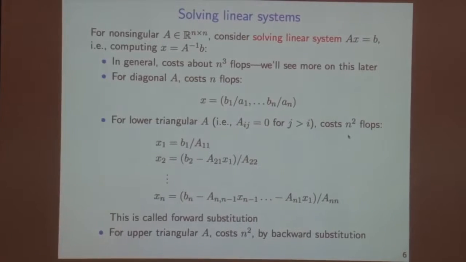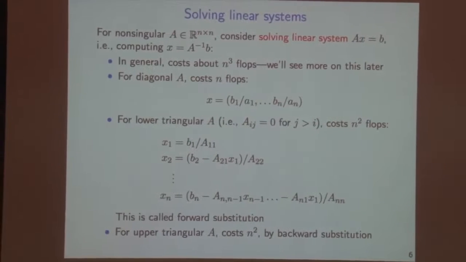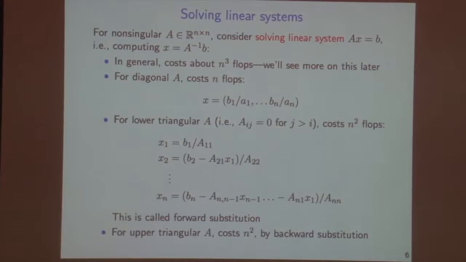The sum of i going from 1 through n is on the order of n squared. So it's going to cost about n squared flops to solve a triangular system, which is very different from n cubed flops for a generic system.